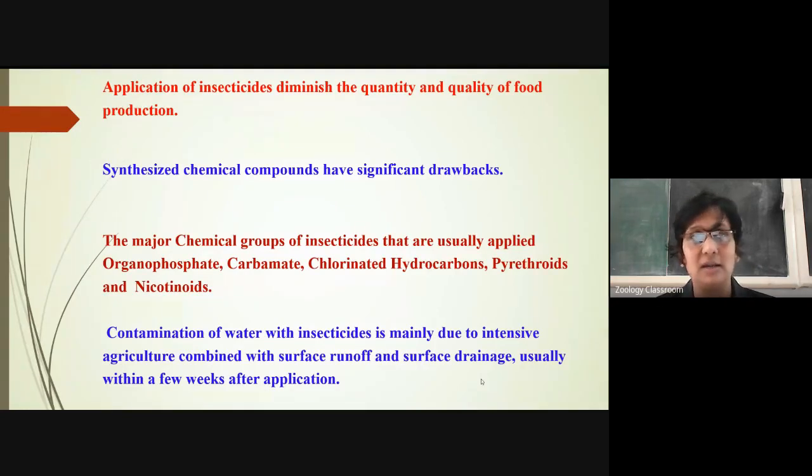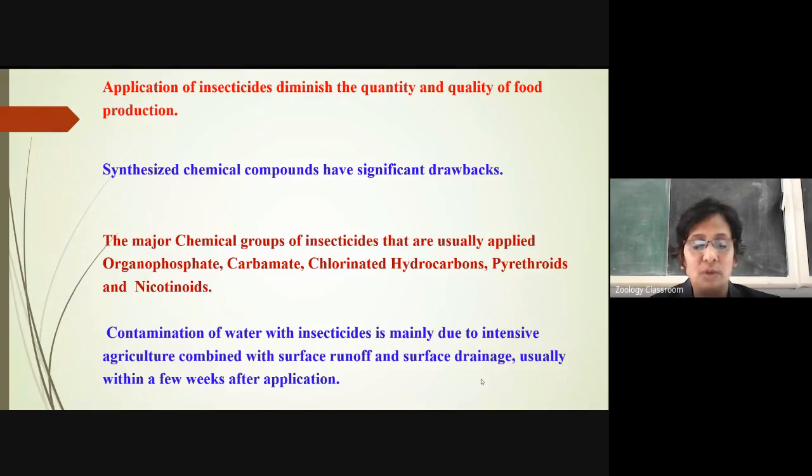Okay, so in fisheries and the specific aquatic resources, you know, aquatic resources are ponds, rivers, streams, oceans, seas, and these supply people with long-term benefits, and these benefits can be direct financial as well as providing employment. You know this. So in that also, the contamination of water with insecticides is mainly due to intensive agriculture combined with surface runoff and surface drainage, usually within a few weeks after an application.